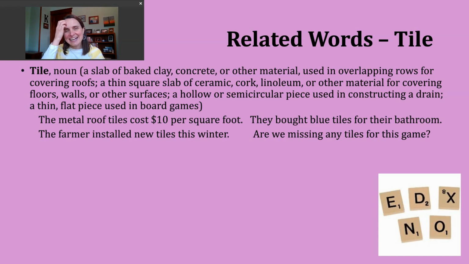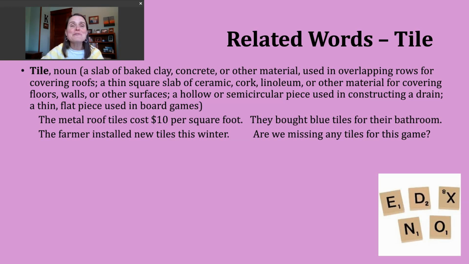Another way to use the noun tile is back to the farm and talking about kind of that system of drainage. So it might be something that is hollow, right? So kind of open in the middle. Sometimes it's a semicircular shape, but it's used in order to make or construct a drain. So an example of how you might hear this used: the farmer installed new tiles this winter. Right? So they're talking about maybe a section or area of their farm.